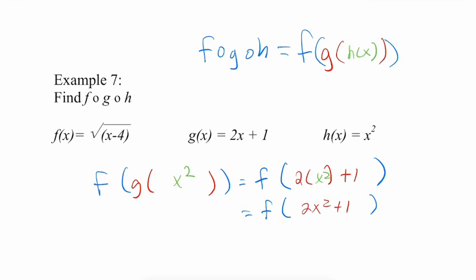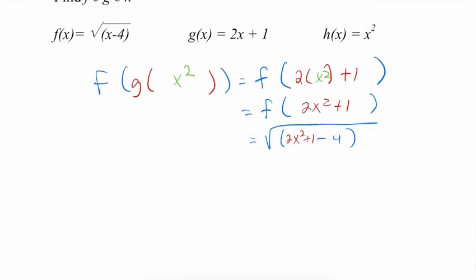Now, there might not be much we can do, but this is going to be the square root of our input minus 4. So just put your input right here. So it's our input, 2x squared plus 1 minus 4. Now, just make it as pretty as you can. There's not much we can do. 2x squared plus 1 minus 4 is really 2x squared minus 3.